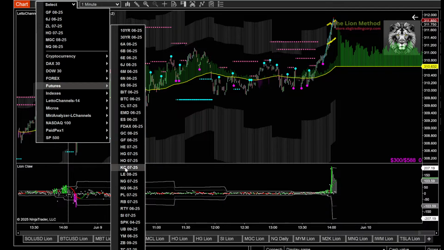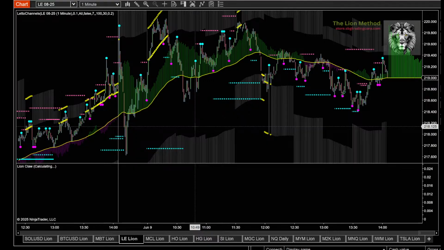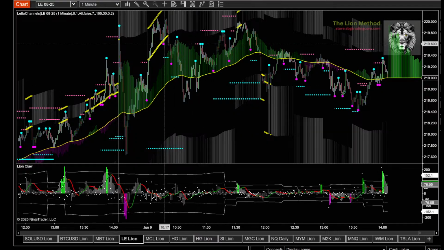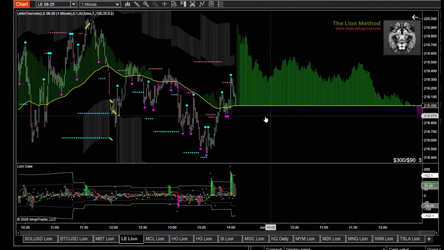Let's take a look at LE, which is live cattle. Nice setup right here. Perfect setup. Target 1, target 2, and target 3. Could have been here had you held on. Yeah, that would have worked. Good day. Wow, good trading day for that.